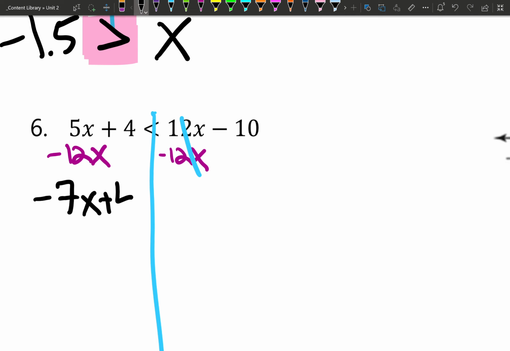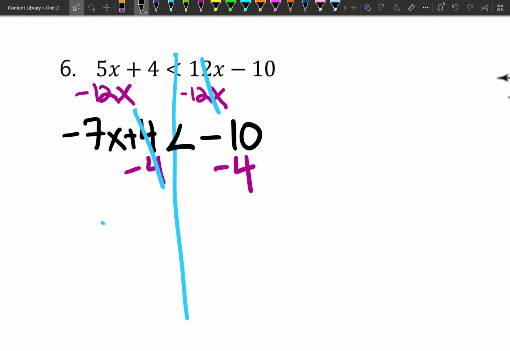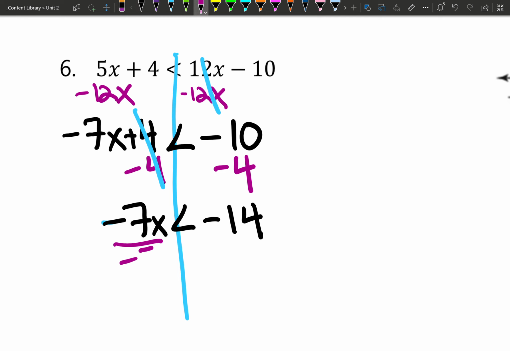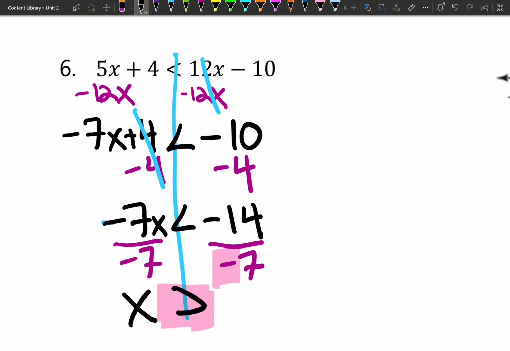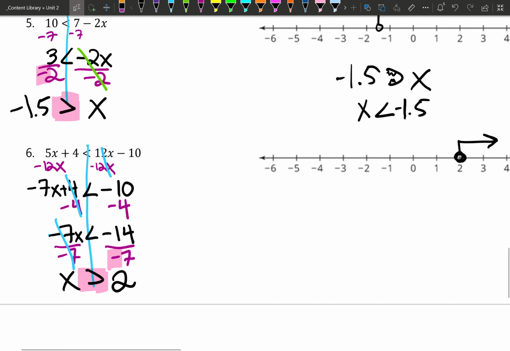5x's minus 12x's is negative 7x's. The plus 4 stays, and it's less than negative 10. Next, let's subtract 4 from both sides. So we got negative 7x is less than negative 14. And we're going to finish up by dividing by a negative number. So let's not forget to flip that symbol. There we go. X is greater than 2. Fantastic. Based on the symbol, I'm going to put an open circle on positive 2. X is greater than, so my arrow goes to the right.